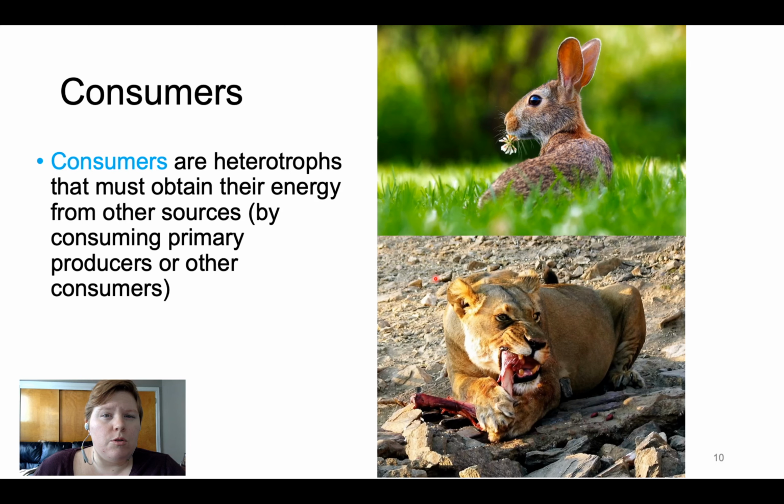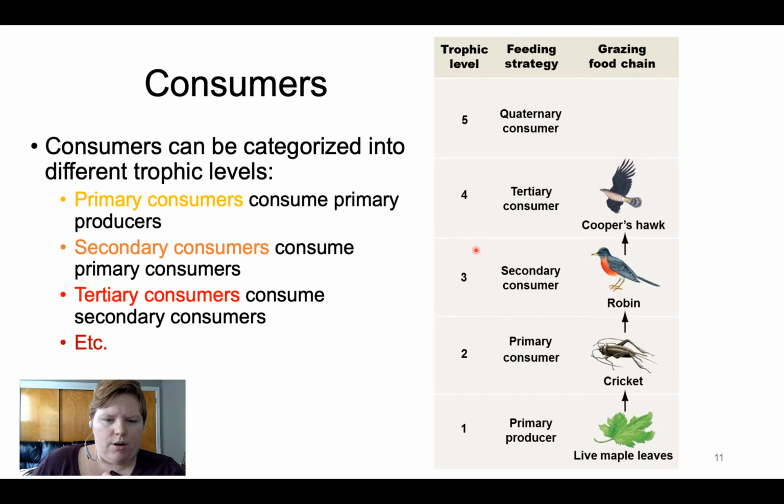And we can kind of break down consumers into different levels. So if we look on the right, we have our producers. Our cricket here is a primary consumer, primary being that they're eating producers directly. So primary consumers eat primarily things that have produced energy.